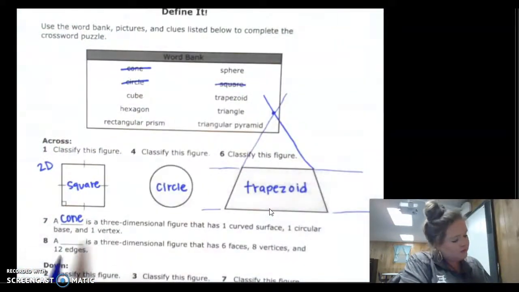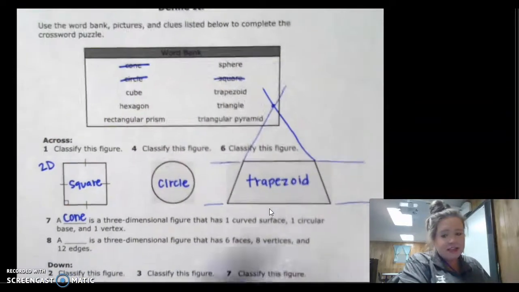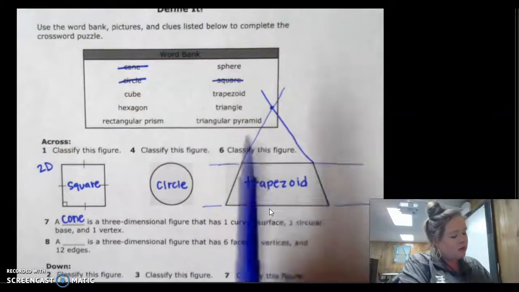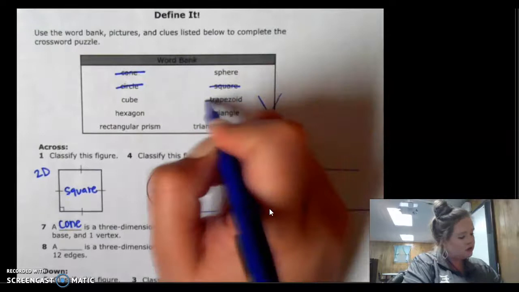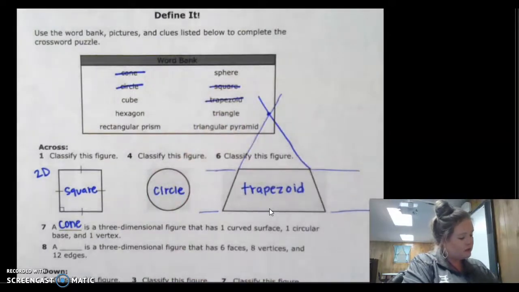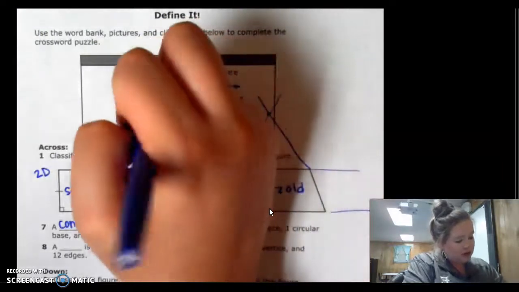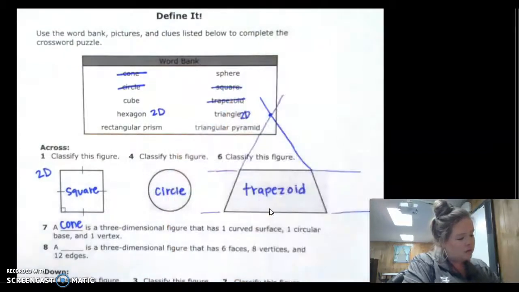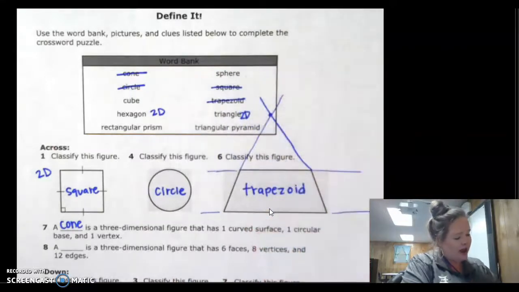That is a cone. A blank is a three-dimensional figure that has 6 faces, 8 vertices, and 12 edges. Are there any up here that we could cross out, or we know are not going to be that answer? It's a three-dimensional figure. I know that a hexagon is not a three-dimensional figure. That is 2D. And I know that a triangle is a 2D figure. So I'm left with a cube, rectangular prism, sphere, or triangular pyramid.